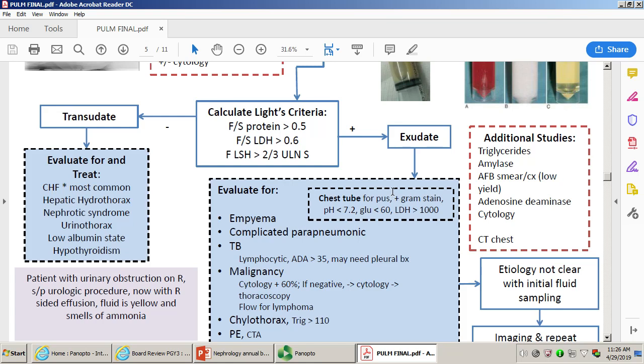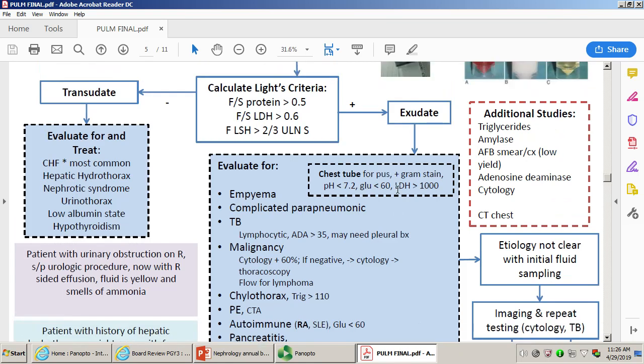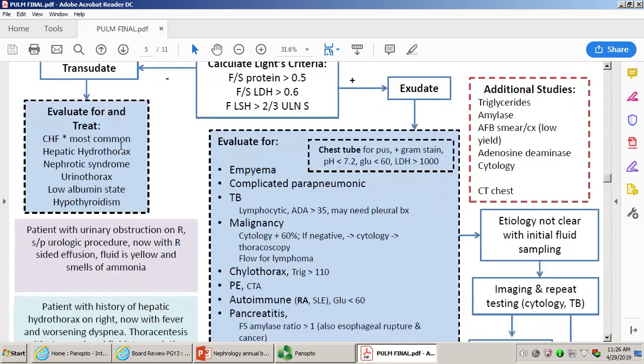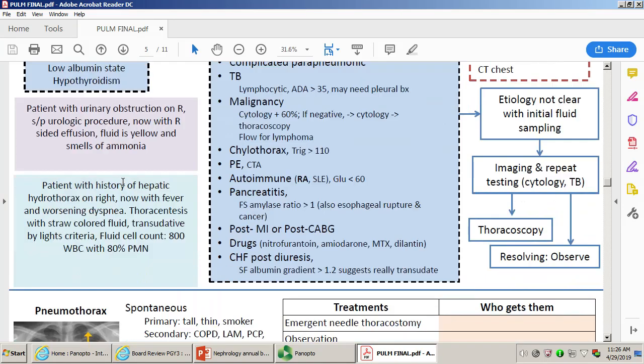I'm trying not to be confusing. So going down the transudate side first, right? So say this is a transudate effusion. You kind of go back and look. Most commonly it's CHF. It could be a hepatic hydrothorax, nephrotic syndrome. So a lot of different causes.